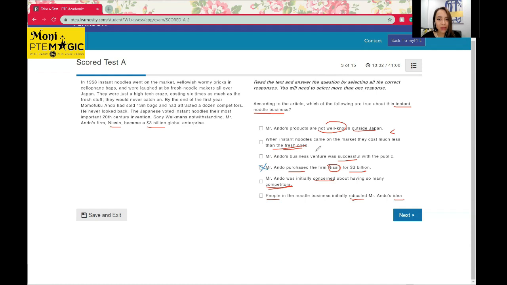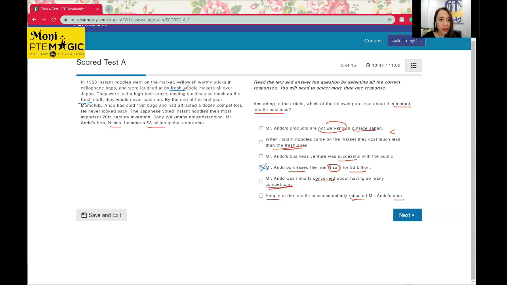Okay, let's find the other one, like fresh. This one, for example, fresh noodles. I can find fresh here and then fresh here. Let's read it here.